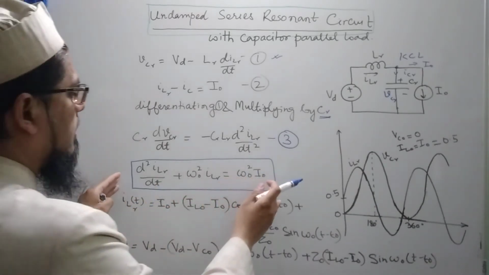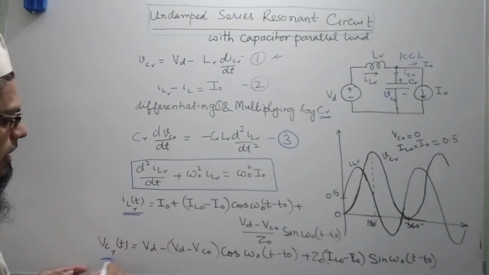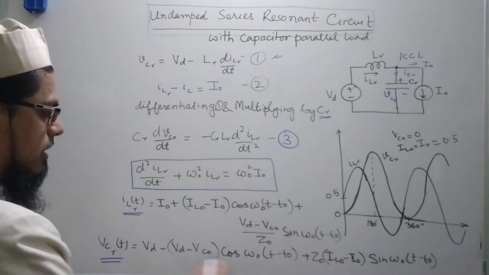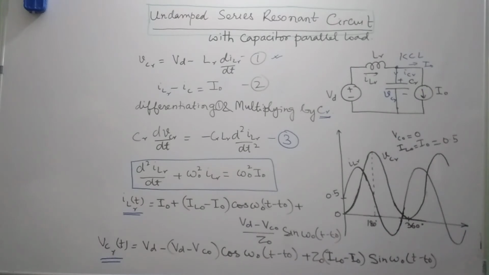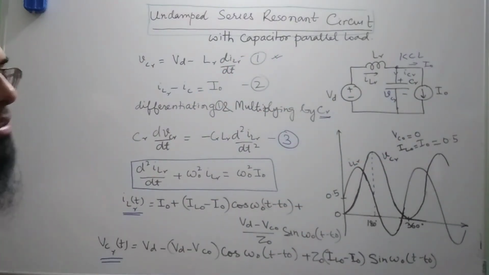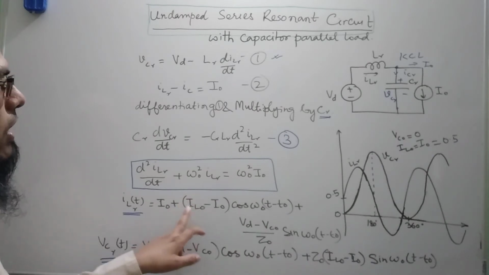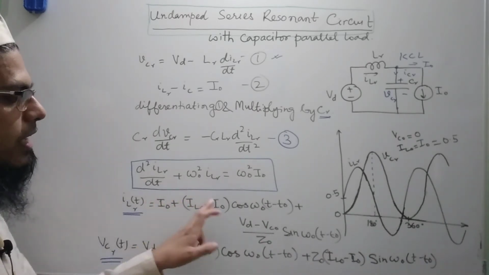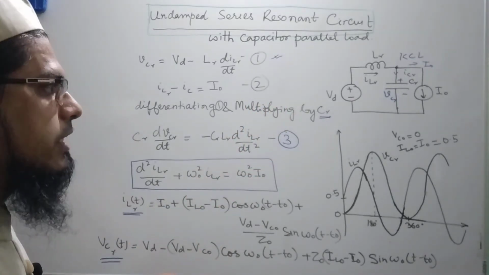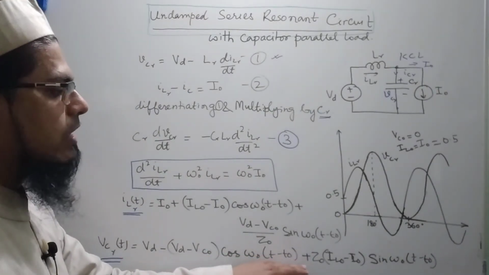This is again a second order differential equation, and I can solve it to get the expressions for ILR and VCR, which I have written here, and similarly for VCR. You will see some similarity with the expression we derived for the undamped series resonant circuit without the parallel capacitor load. The difference is that in the previous circuit there was only IL naught, there was no I naught. So if you make I naught equal to 0, you will arrive at the previous circuit. That means this is a more generalized form. In the next expression also, if you put I naught equal to 0, you will arrive at the same expression for the previous circuit.